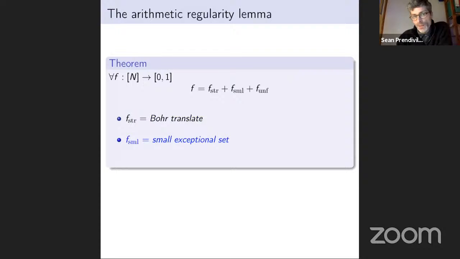The small part is some small exceptional set. So it's a function which, given any sort of statistic of your function f, the small part doesn't contribute significantly to that statistic. For instance, the L1 norm of your function, or a count of solutions to an equation weighted by your function. And the uniform part is something which has no large Fourier coefficients. All of its Fourier coefficients are very small.